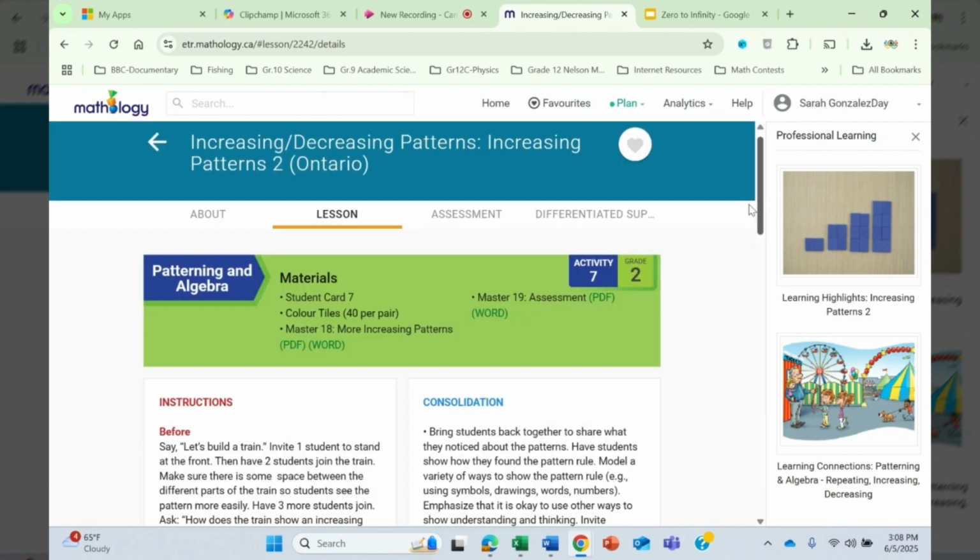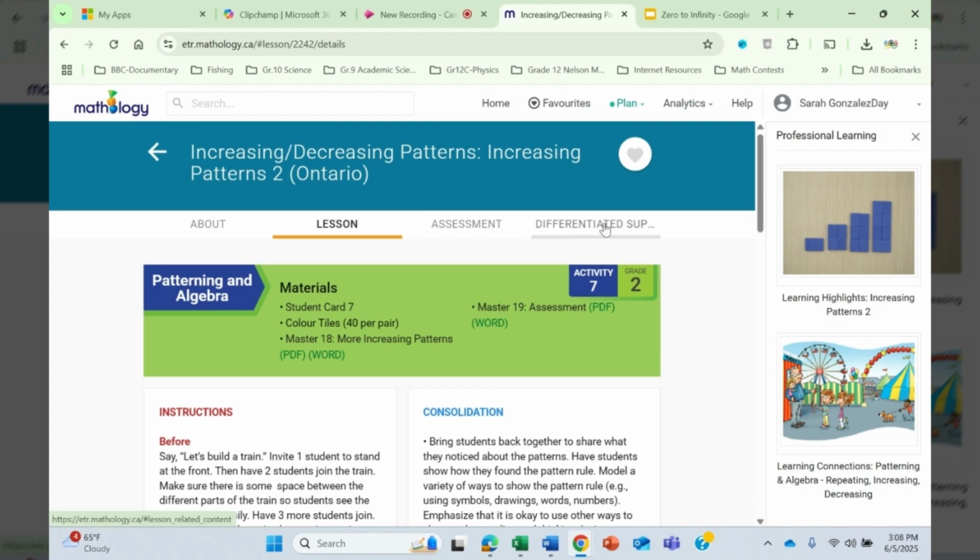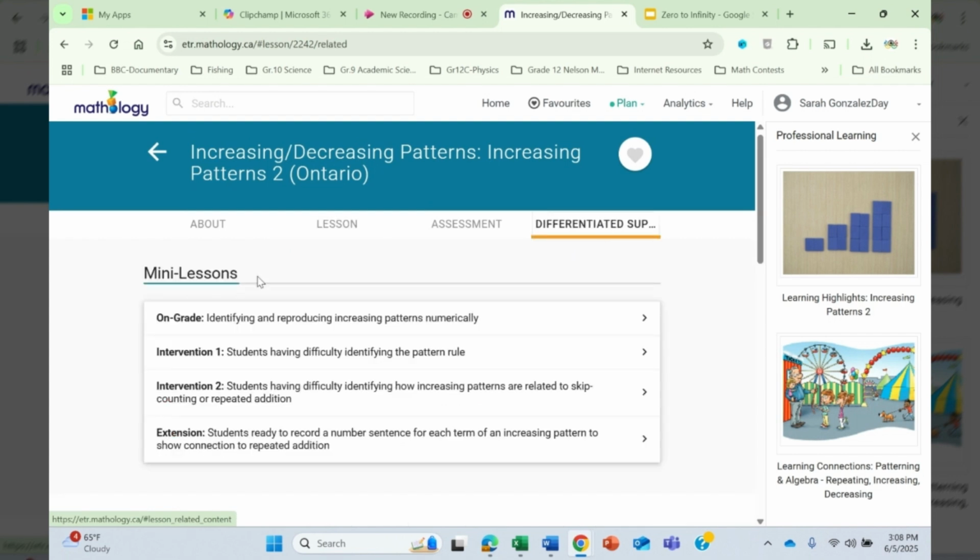Okay. Yeah, I'm going to go up here now. So then we have differentiated support. So you've done the lesson, and now some of your students got it, and maybe some of them didn't. So what's next? So under differentiated support, there's mini lessons.